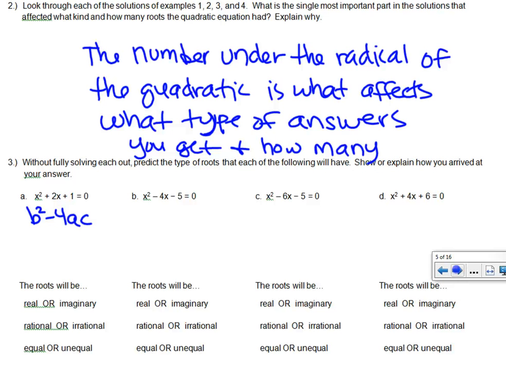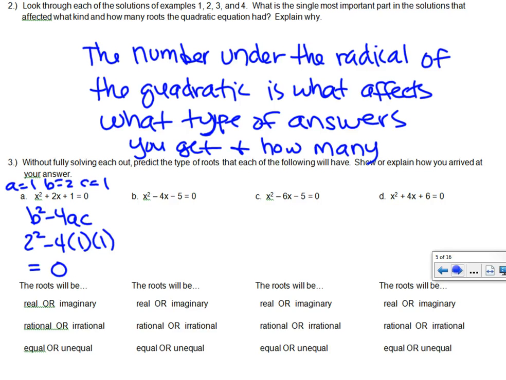All right, so b is 2, c is 1, a is 1. So we get 2 squared minus 4 times 1 times 1. And that comes out to equal a 0 value.